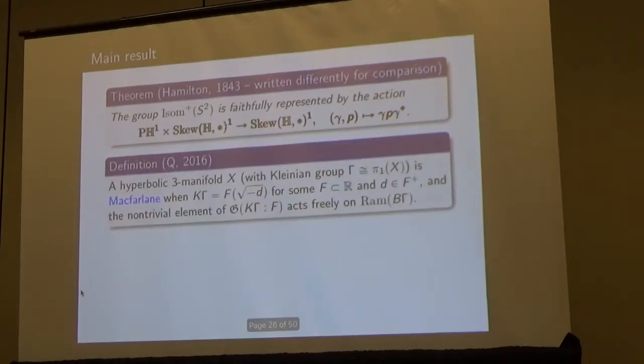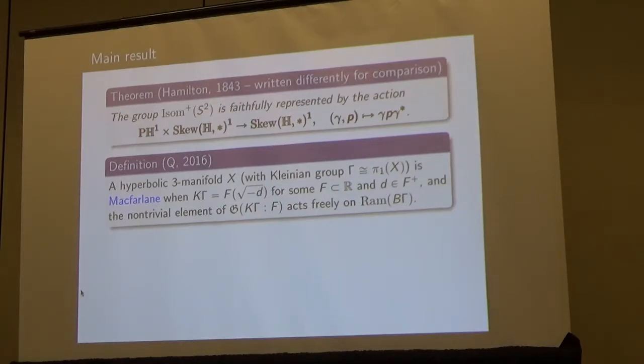Okay, so now the definition. This definition and the theorem had to go back and forth with each other. The definition is almost as important as the theorem, I think. So we call a hyperbolic three-manifold with Kleinian group gamma Macfarlane when its trace field is an imaginary quadratic extension of a real field, and the non-trivial element of the Galois group of the trace field over the field acts freely on the ramification set. So what I mean by acts freely is it doesn't fix anything, right? So it doesn't send a place to something that's not ramified.